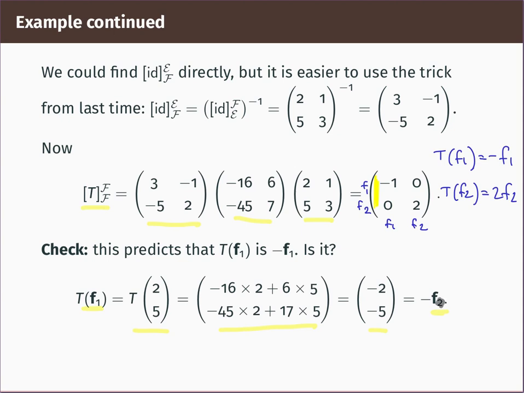Let's get rid of this. What it really is is minus F1. As you can see, F1 was 2, 5, and this was minus 2, minus 5, which is minus F1. So we're done. It looks like we haven't made any mistakes.